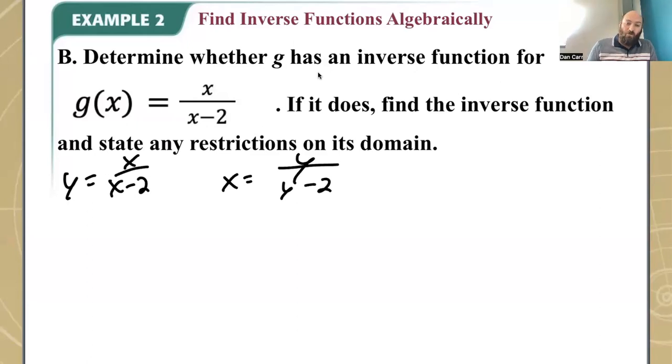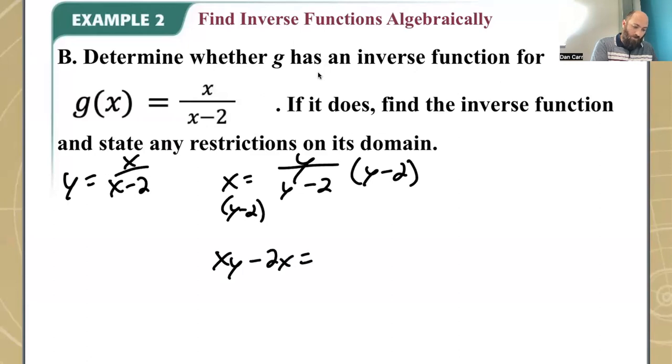Okay, so from here, it's about solving for y. It gets a little tricky, but the algebra is not too bad. If I multiply both sides by y minus 2, I'll just do that right here. I'm going to go ahead and distribute the x now. So we get xy minus 2x is equal to y, because this will cancel out there. Here I have two y variables. In order to be able to solve for y, I need to get them together. So I'm going to subtract y from this side, but also add 2x to the other side.